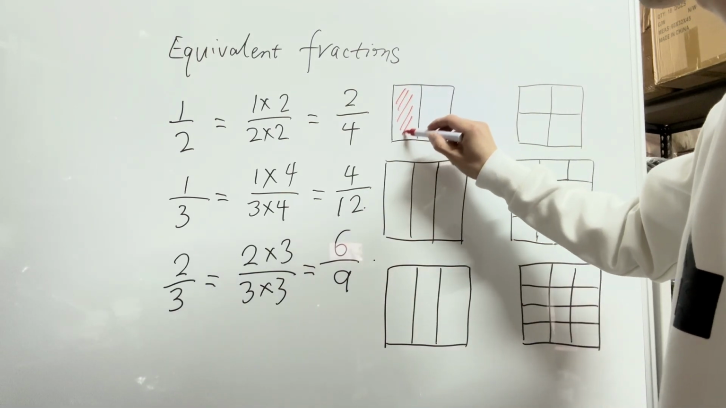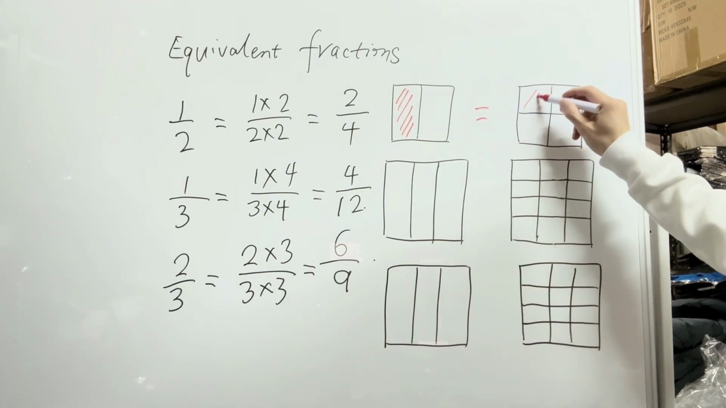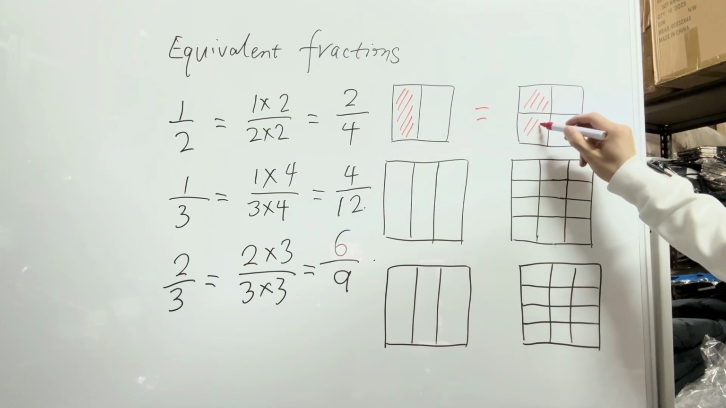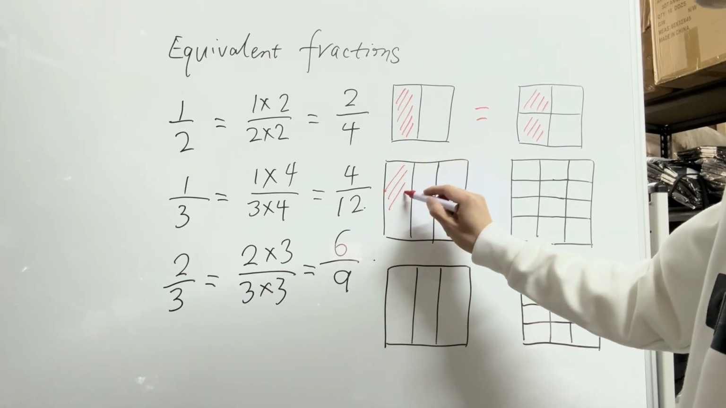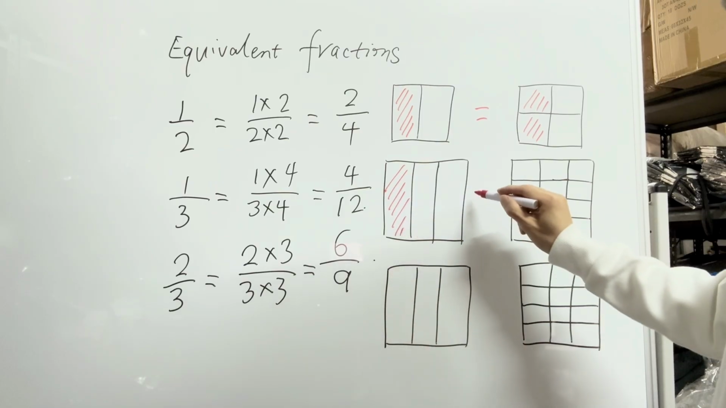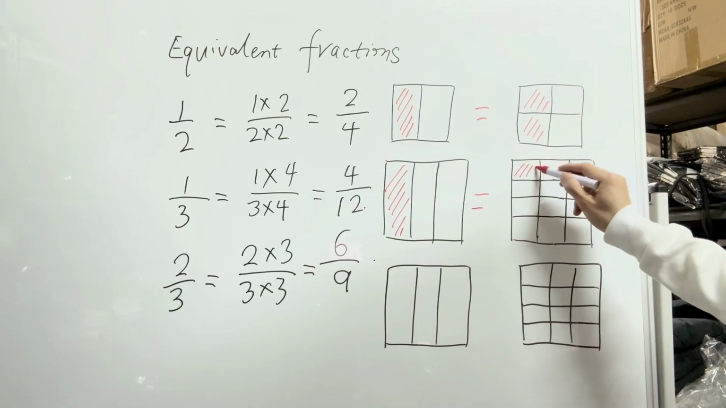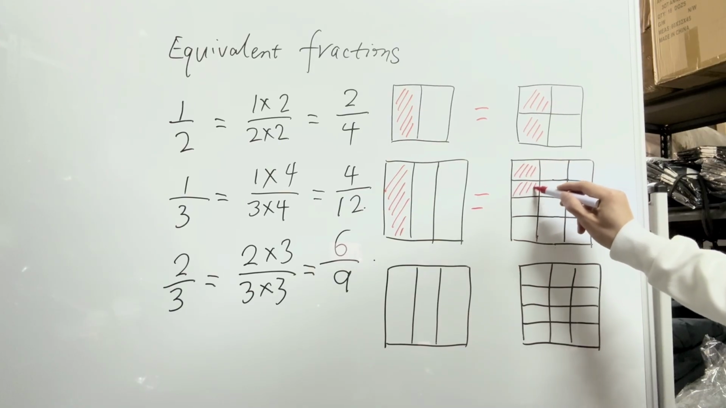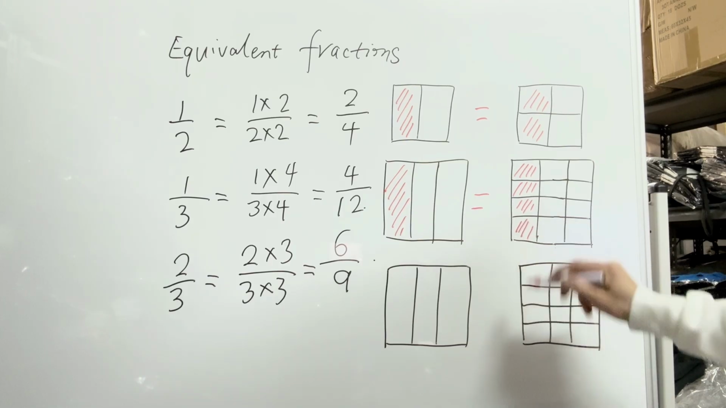On the right of this board, which is next to the numerical examples, are visual representations using rectangles divided into parts, with some sections shaded red to illustrate the fractions. This diagram visually confirms that the initial fraction and its equivalent fraction represent the same proportion of a whole.